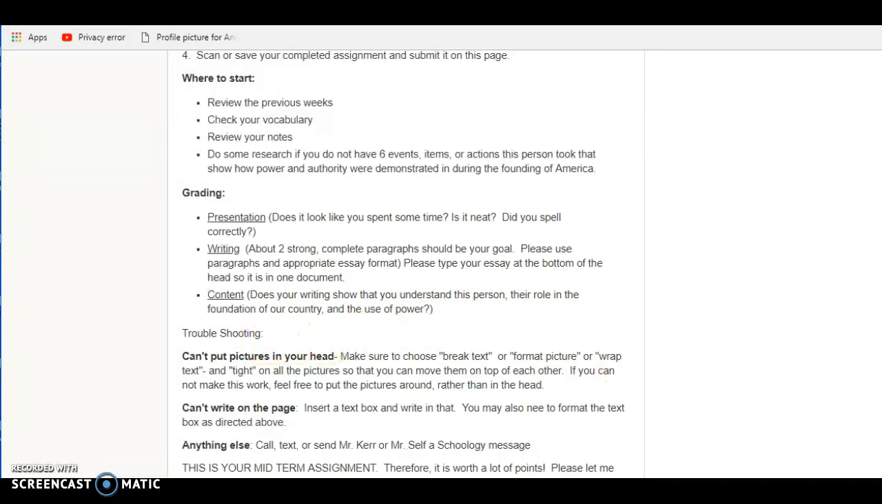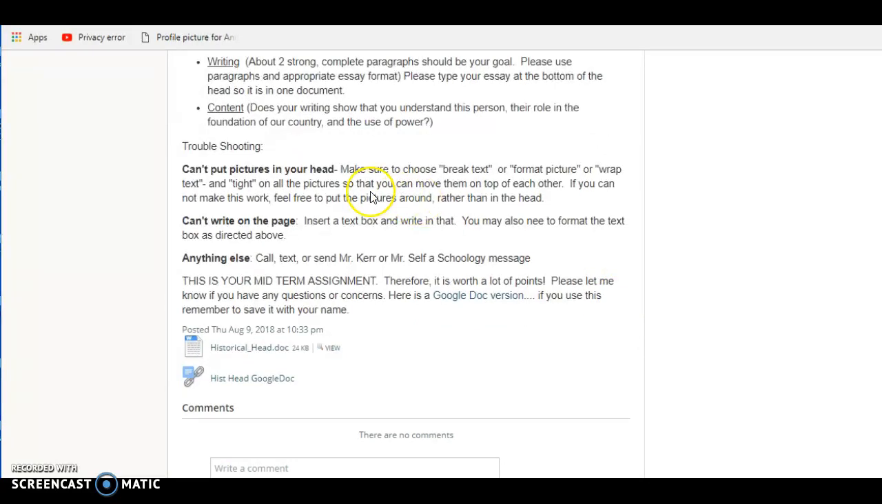Troubleshooting. Can't put pictures in your head? Make sure to use page text or format picture or wrap text and tight on all the pictures so that you can move them on top of each other. If you cannot make this work, feel free to put the pictures around rather than in the head.